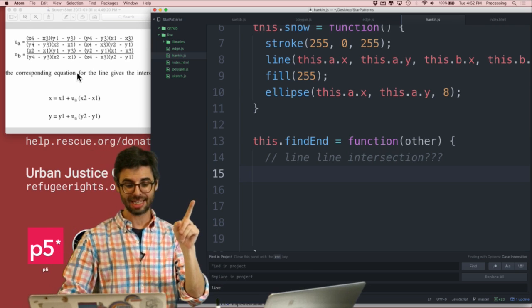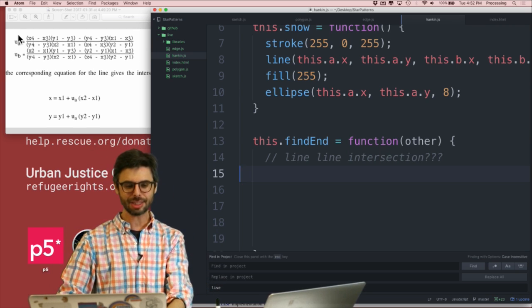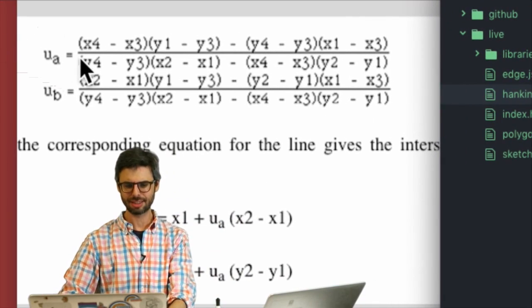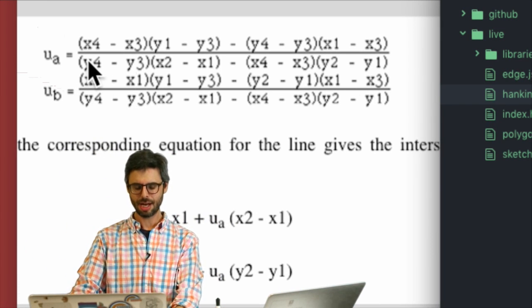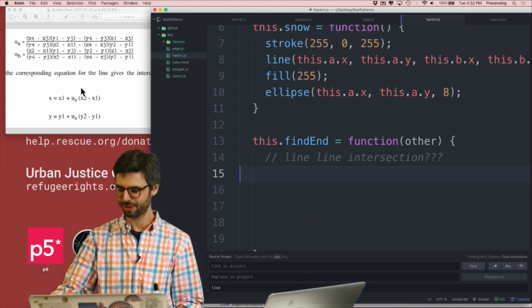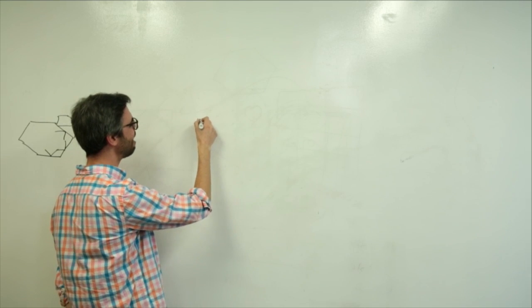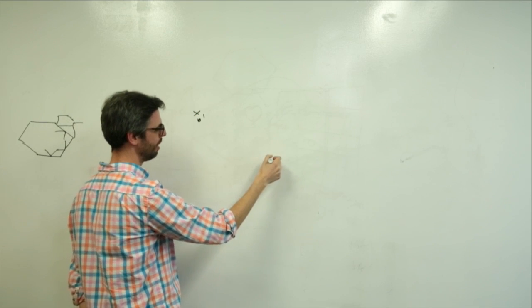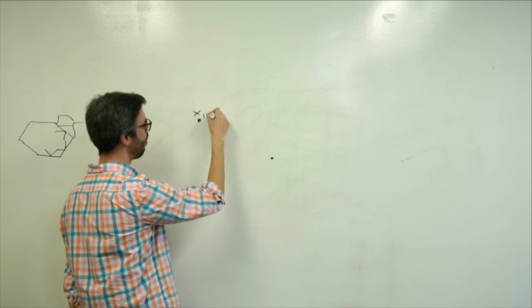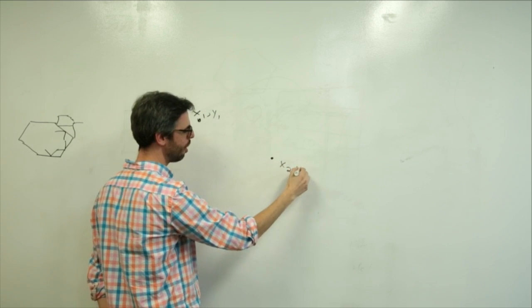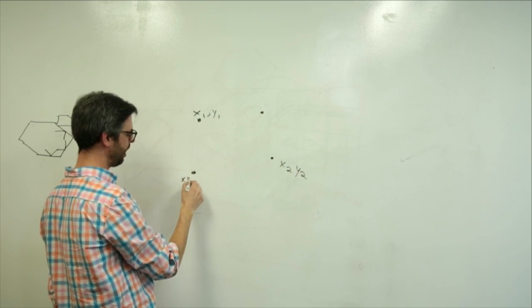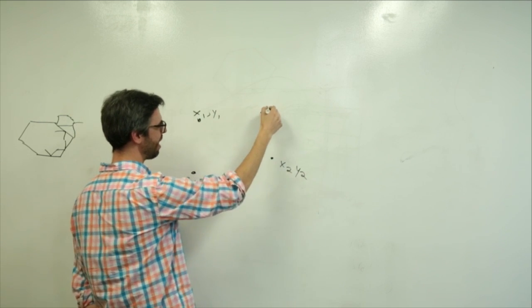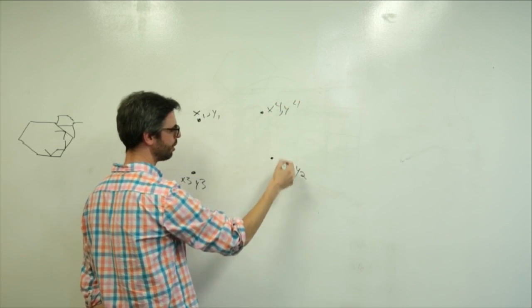So that's where I need this equation here. Now, interestingly enough, look at this. Let's think about this for a second. I'm going to need to diagram this. Okay, so let's say I have x1, y1, and I have x2, y2. And then I have x3, y3, and I have x4, y4. These are the 4 points.